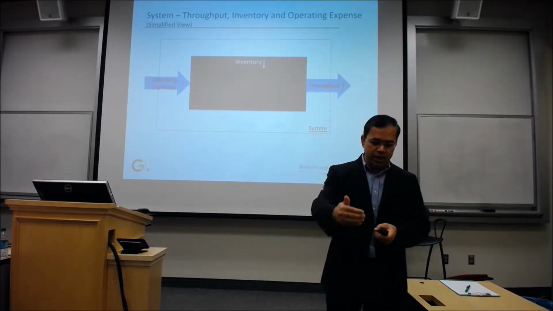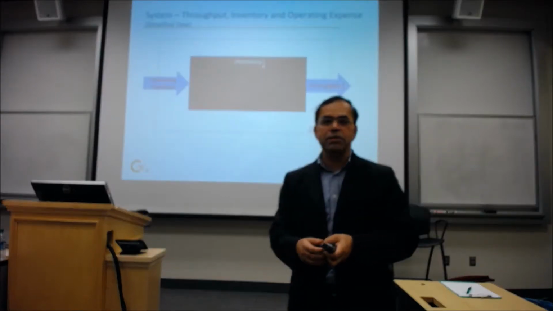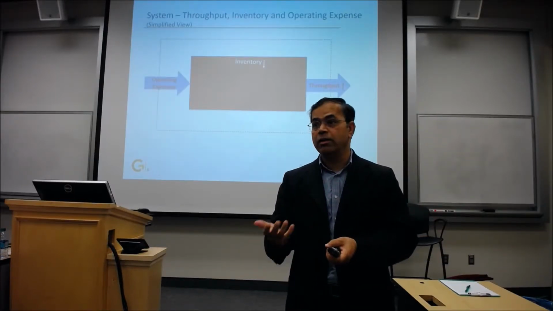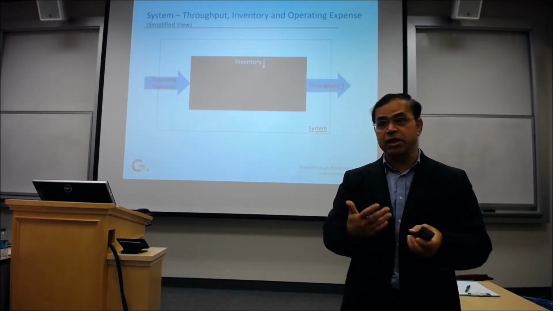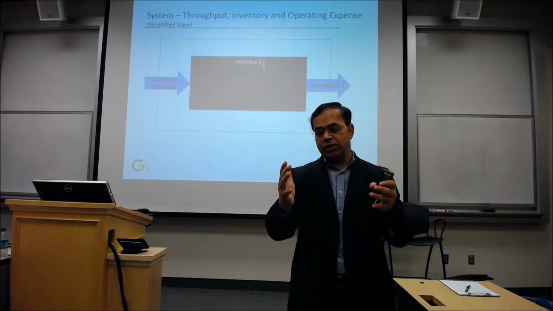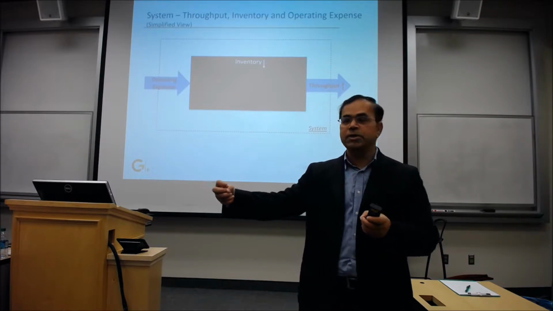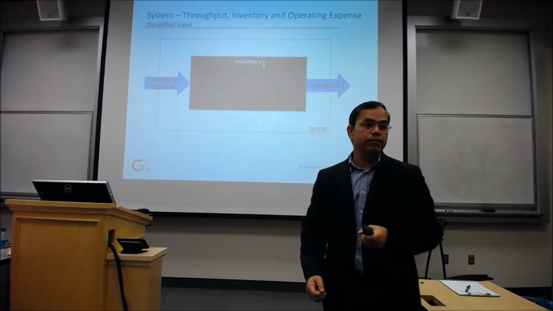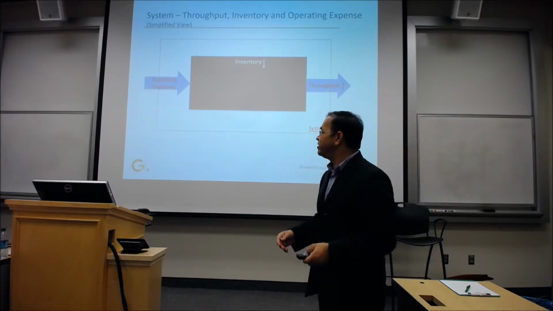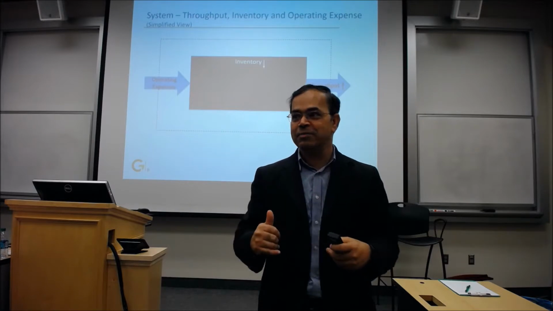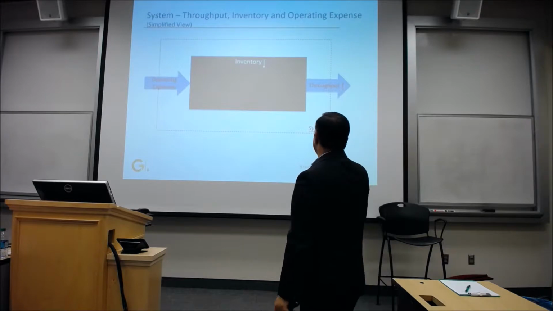The system is there to meet a certain objective. In the case of business, it may be to generate throughput and generate money. There may be non-profit organizations where throughput may mean something else. So there is an inventory. You work on an inventory with operating expense and you produce throughput. The objective is to increase the throughput. The objective is to decrease the inventory. A lot of times people also think the objective is to decrease the operating expense. The ideal case would be to decrease the inventory and increase the throughput.